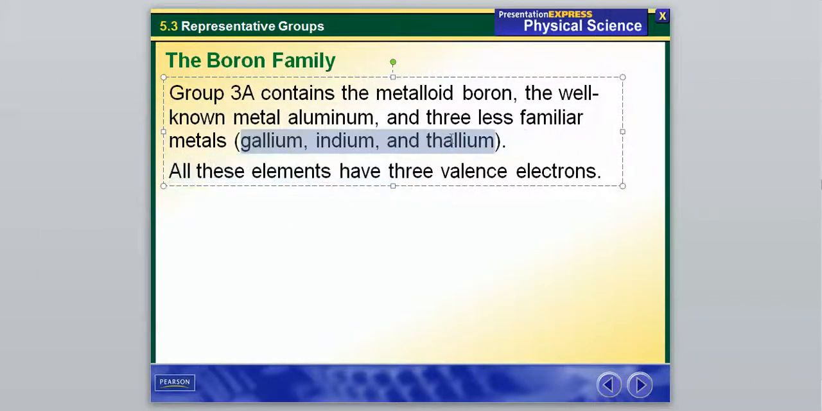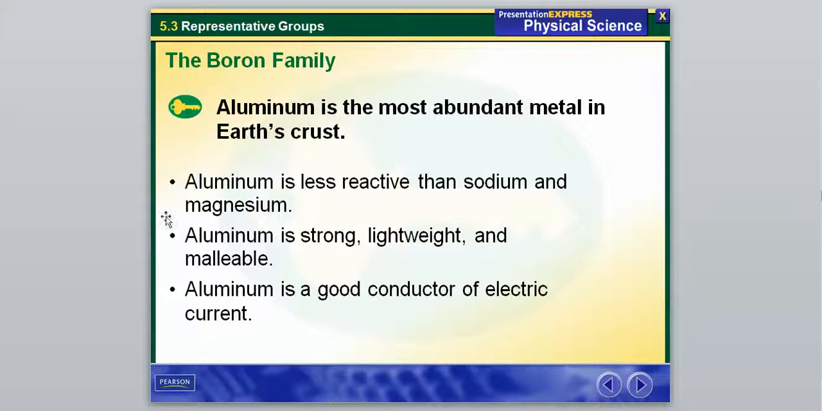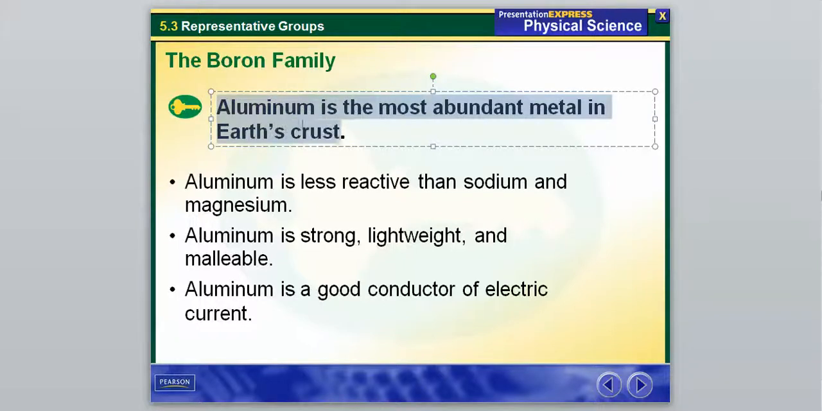And all these elements are going to have 3 valence electrons, and that makes sense because we know group 3A, so this is our number of valence electrons. And now we're going to learn a little bit more about aluminum. You probably know a couple of uses of aluminum, but we're going to get into some more in depth on this as well. So aluminum is actually the most abundant metal in Earth's crust.